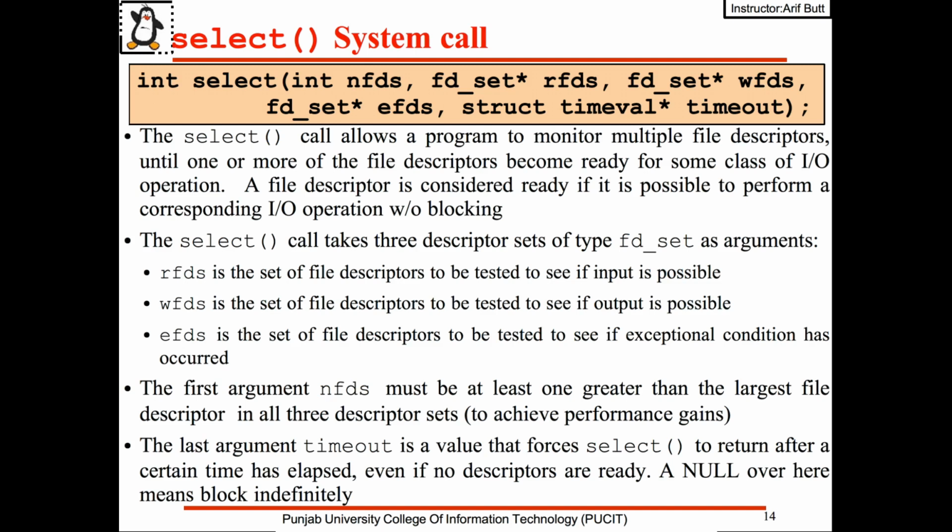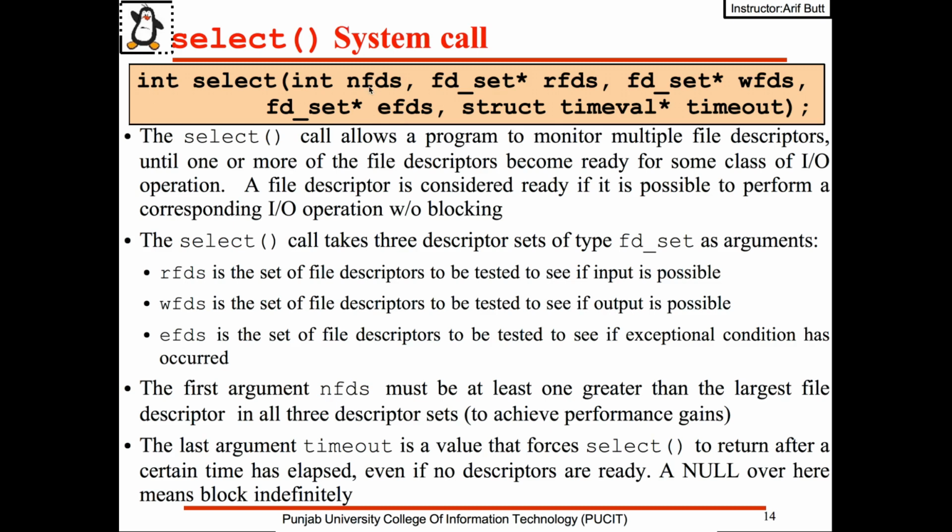Well, the select call is given 5 arguments. The second, third, and the fourth arguments are 3 descriptor sets of type fd_set. The second is a set of read file descriptors to be tested to see if input is possible. This is a set of write file descriptors to be tested to see if output is possible. This exceptfds is the set of file descriptors to be tested to see if an exceptional condition has occurred. And of course, this doesn't mean an error condition.